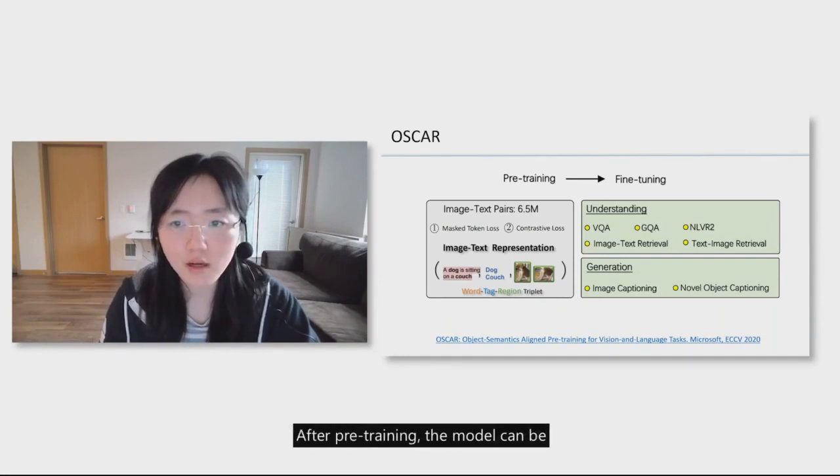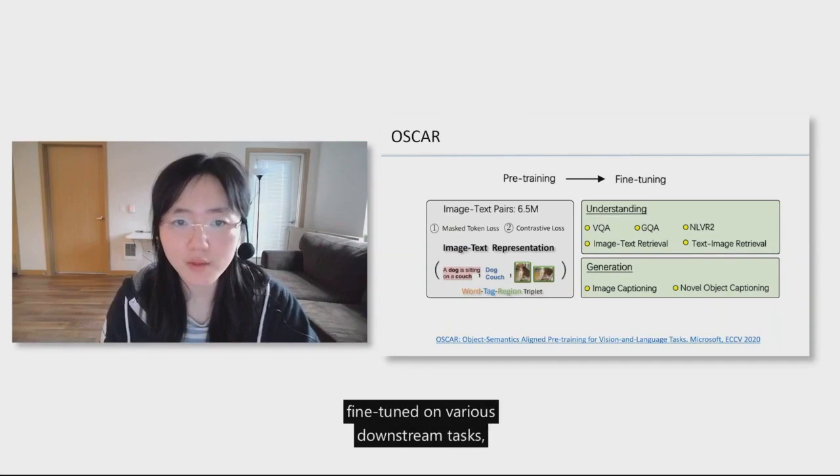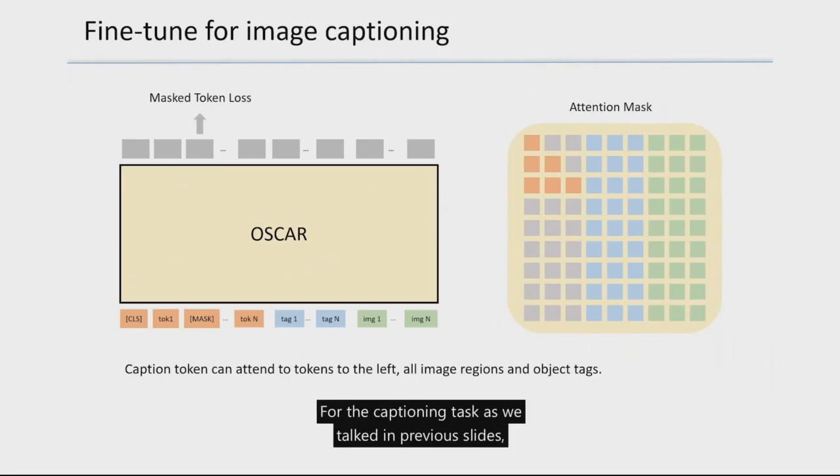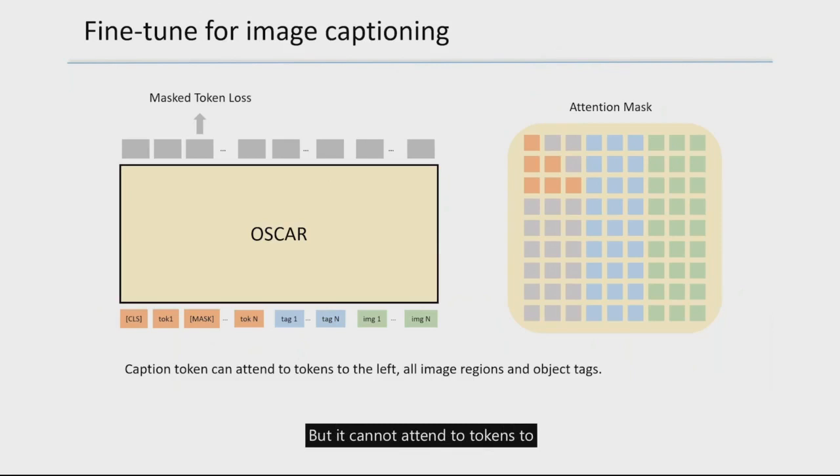After pre-training, the model can be fine-tuned on various downstream tasks, including both understanding tasks like VQA and generation tasks like image captioning. And for the captioning task, as we talked about in previous slides, the attention mask is modified so that each token can attend to tokens to the left, all the image regions and object tags, but it cannot attend to tokens to the right, to simulate the generation process.